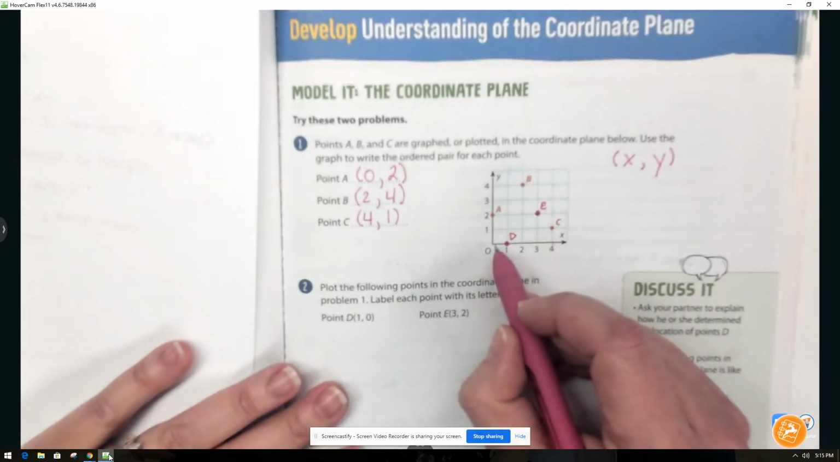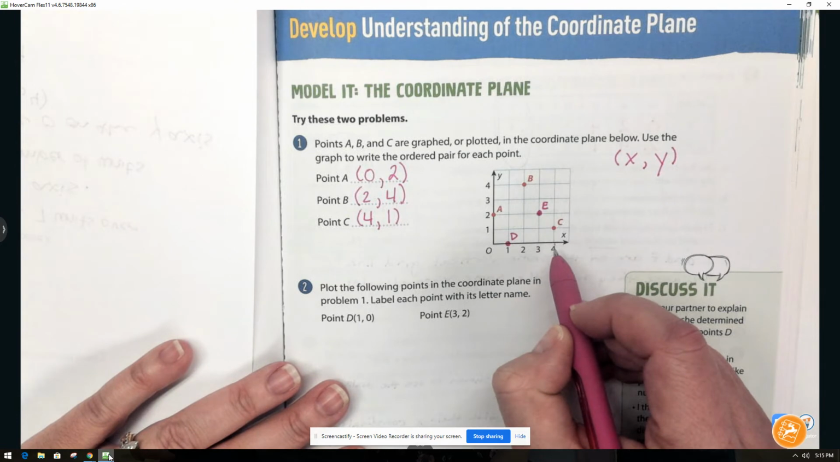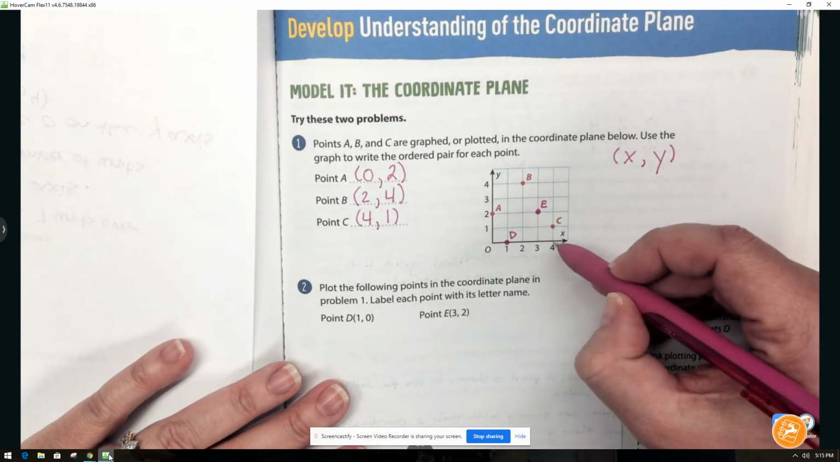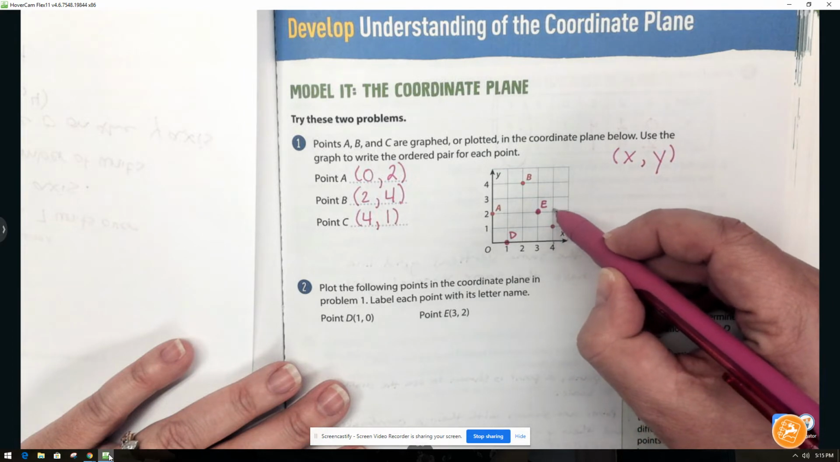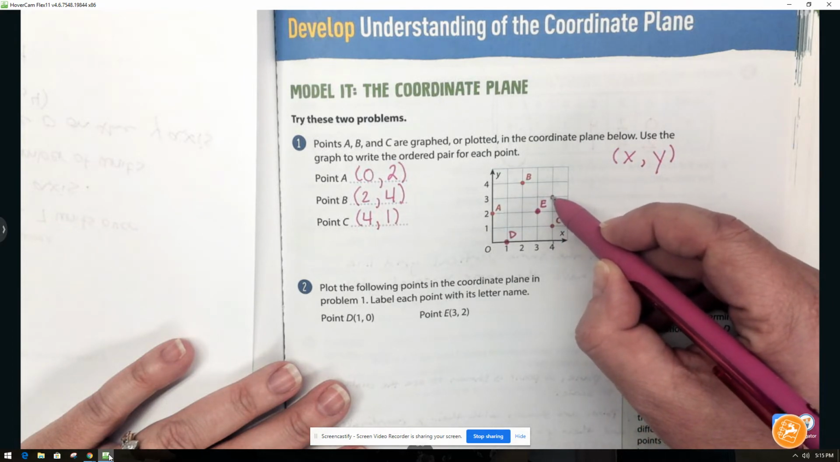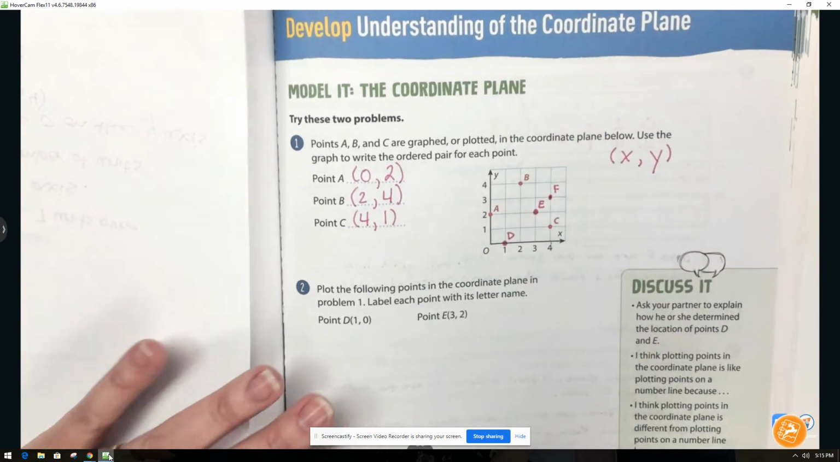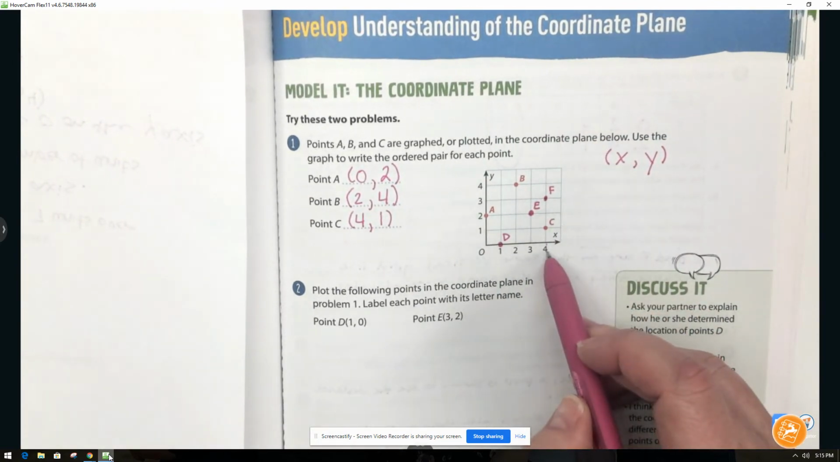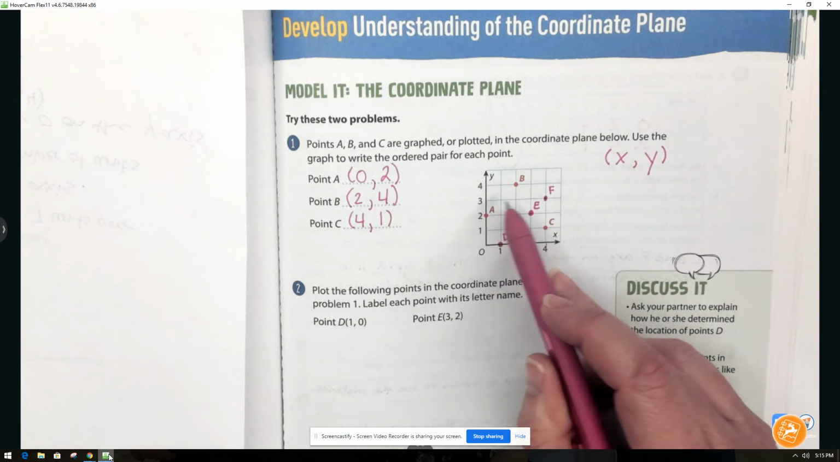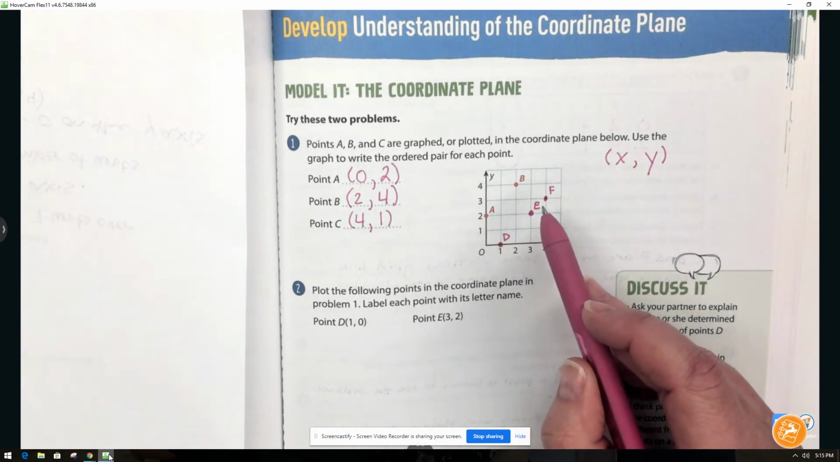So for the x coordinate, we're going to move over to 4, and then we're going to move up 3 units to find the y coordinate. 1, 2, 3. So point F would be right there. It has an x coordinate of 4 and a y coordinate of 3.